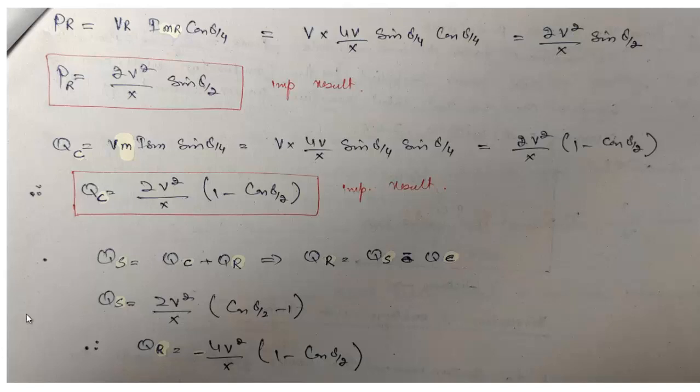It comes out to be twice V square by x into cos of delta by 2 minus 1. You can see there is only one difference: here it is 1 minus cos delta by 2, and there it is cos delta by 2 minus 1. So when you calculate QR, that is QS minus QC, it will be equal to minus QC minus QS, so it comes out to be minus 4V square by x into 1 minus cos of delta by 2. I keep it like this, taking the minus outside, otherwise it would have been 4V square by x into cos of delta by 2 minus 1.